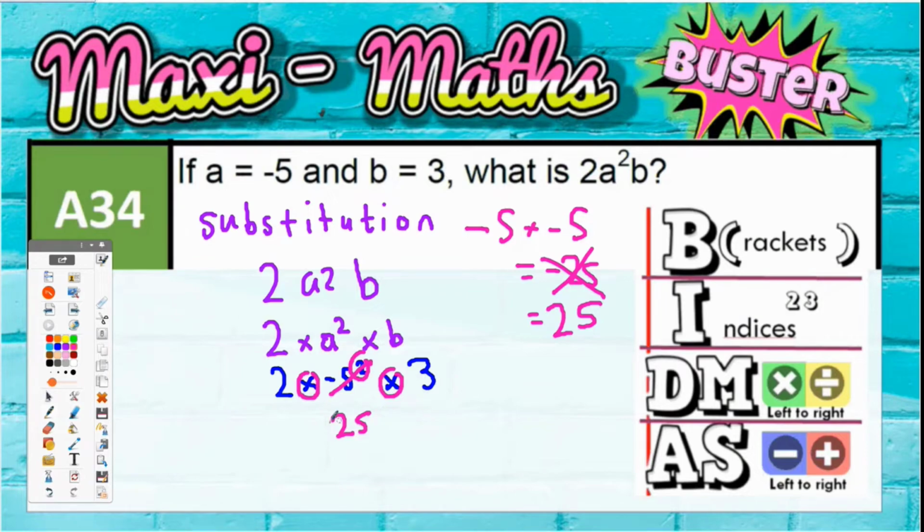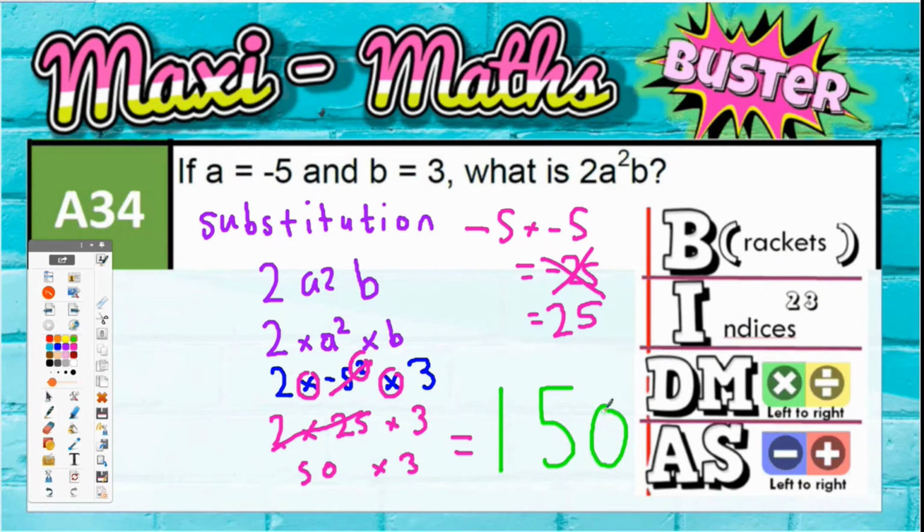And then the only thing we haven't done is we haven't done the times 2 and we haven't done the times 3. So seeing as the symbols are the same, you can then just read it left to right. We've only got 2 multiplies left. So 2 times 25 is 50. And then 50 times 3 is 150. So the final answer to this question is 150.